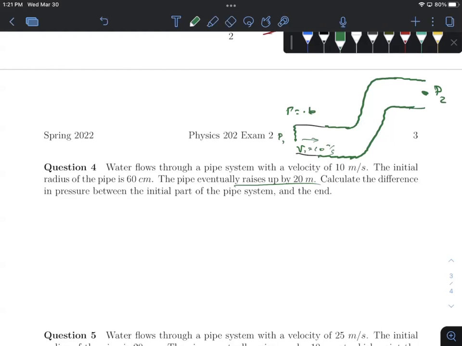Now, this is a very good question to note when there's information in the problem that you may not need. It may not be important to you, certain pieces of information here. And let's see. Bernoulli says P1 plus 1/2 rho V1 squared plus rho g h1 is P2 plus 1/2 rho V2 squared plus rho g h2.